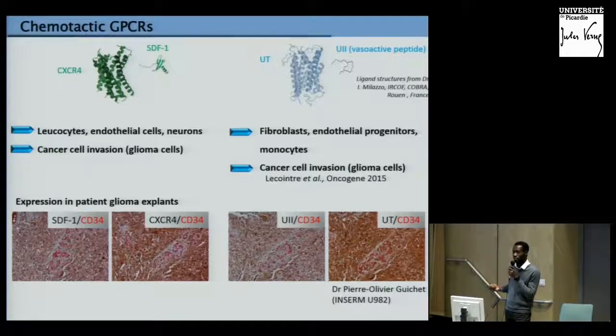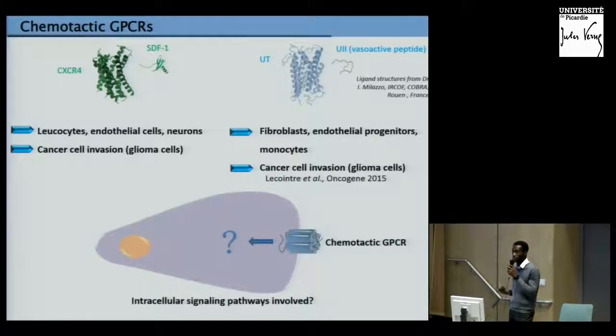Now, besides these classical chemokine receptors, other GPCRs also display chemotactic activity. This is the case for the receptors for some vasoactive peptides, such as urotensin II, or U2, which by binding to its receptor, UT, has been involved in the migration of fibroblasts or endothelial progenitors. Interestingly, our team has recently shown that UT is also involved in cancer cell invasion, as was the case for CXCR4. And our team has recently shown similar expression profiles of these two GPCRs and their ligands in glioma explants from patients. So one of the main objectives of our team is to try to understand the intracellular signaling pathways that are activated by these GPCRs.